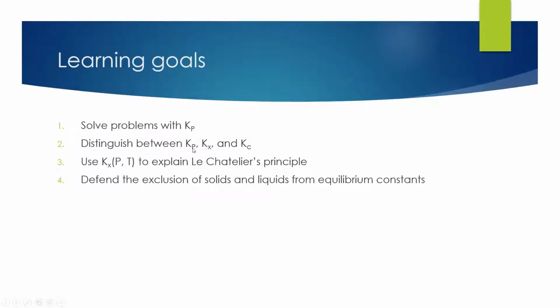We'll also want to be able to distinguish between other types of equilibrium constant that we can calculate, and we'll show this when we get there. We're going to want to be able to explain Le Chatelier's principle, both in terms of products and reactants, but also in terms of things like temperature and pressure and how those affect reactions. The equilibrium constant equations will explain that to us. And then lastly, we're going to be able to defend the exclusion of solids and liquids from equilibrium constants, something that you're probably familiar with, but maybe you didn't exactly know why we did that, just that we did that.